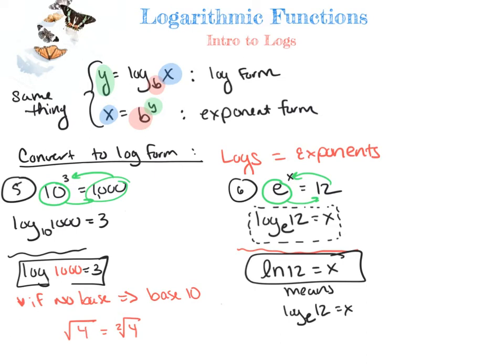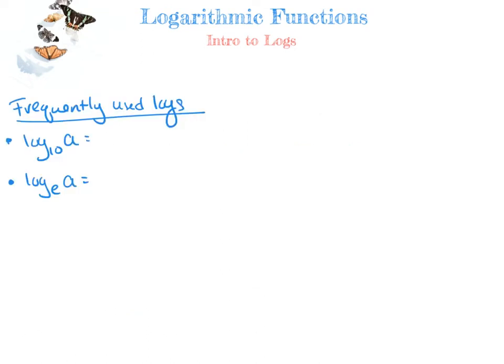So let me recap those two very frequent logs. We have two really frequently used logarithms, log base 10 of, let's say, a, and log base e of a. And what we write instead of log base 10 of a is log a. So again, if you see the word log but you don't see a base, it means base 10. What we write instead of log base e of a is ln of a. The top one, log base 10, is called the common log. And the one below it, log base e, is called the natural log.